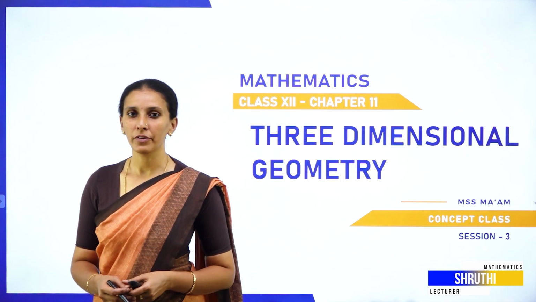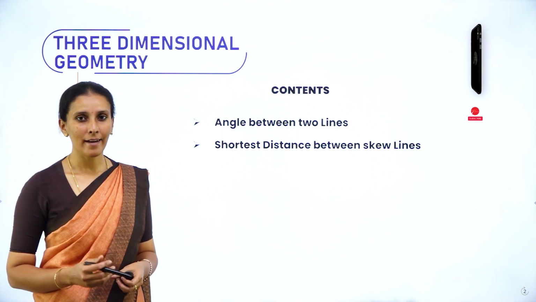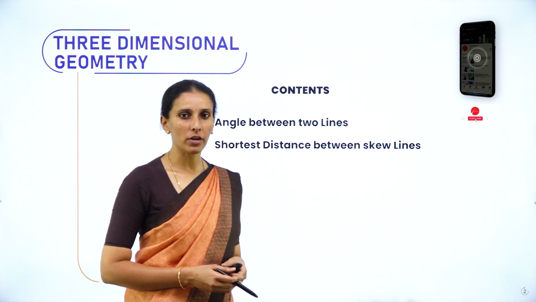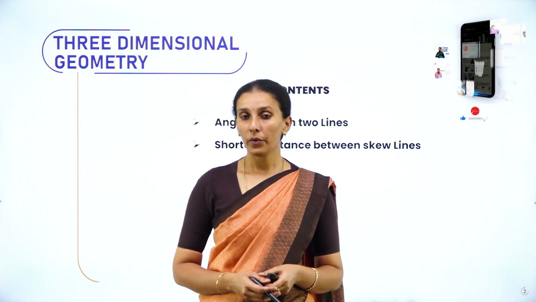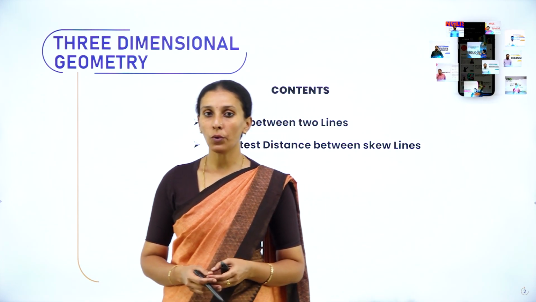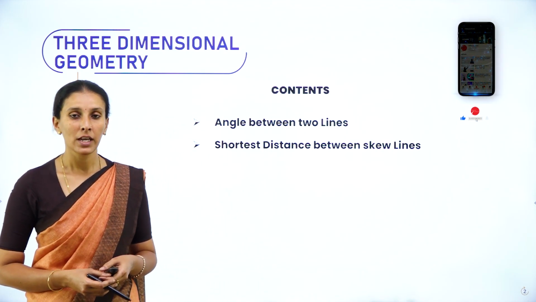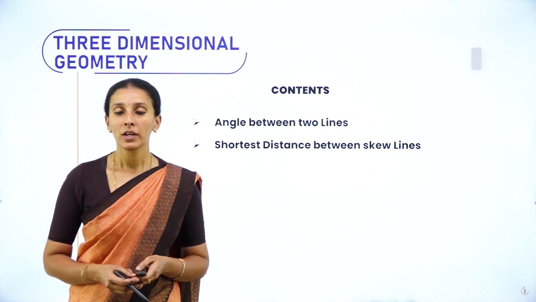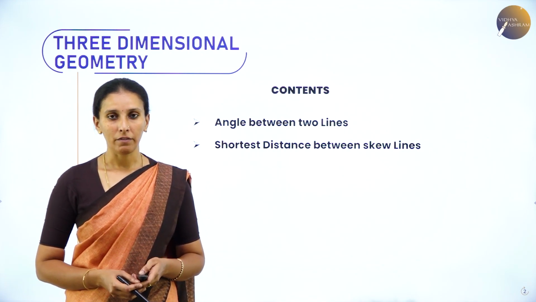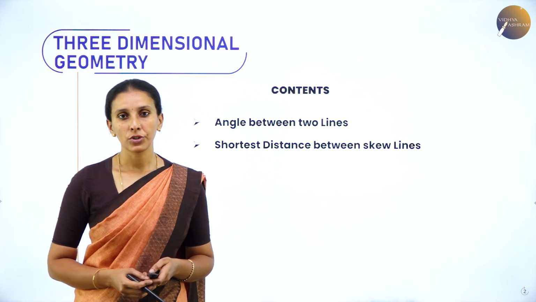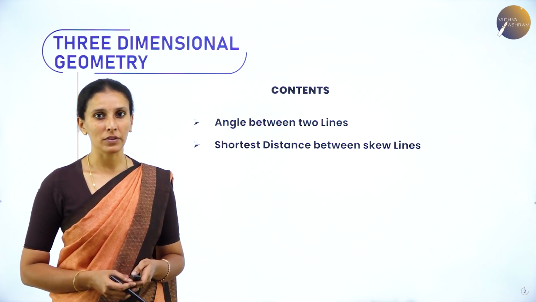Here in this session, we are going to learn about the angle between two lines and the shortest distance between skew lines. In our previous session, we learned how to represent the equation of a line when it is passing through a given point as well as when it is parallel to a given vector. So, we know the Cartesian as well as the vector form of the line.